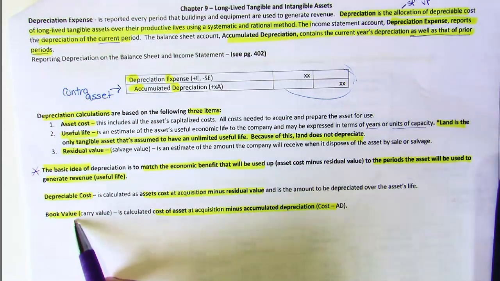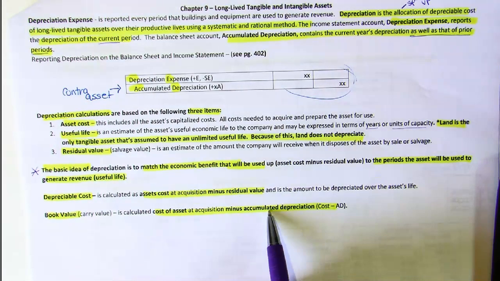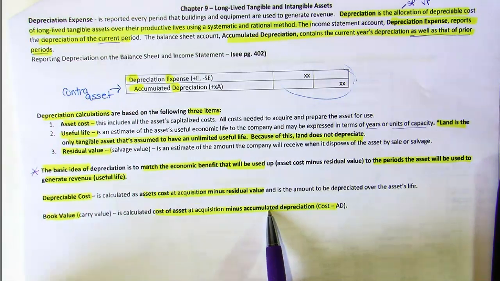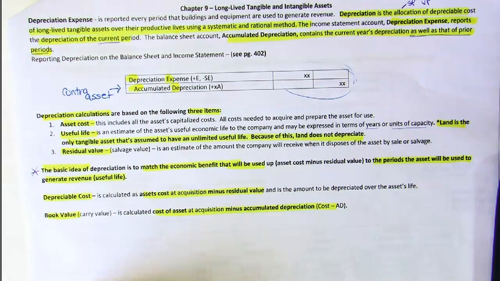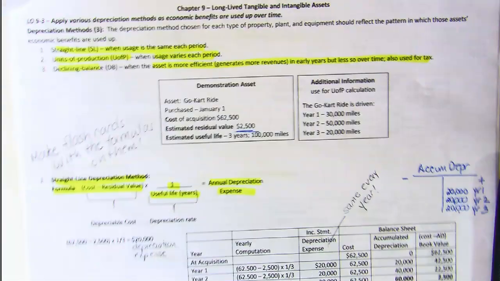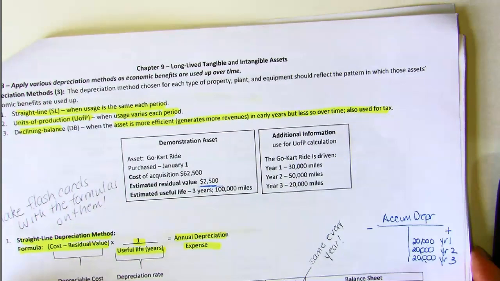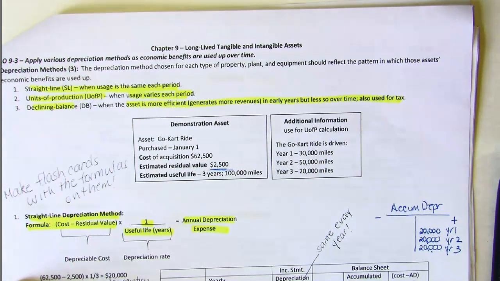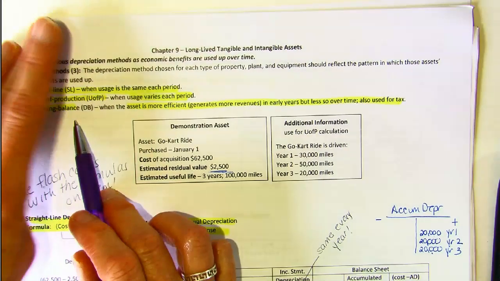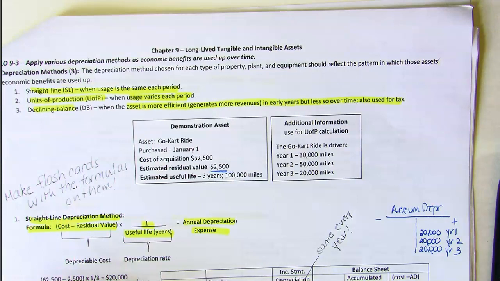The book value, sometimes called the carrying value of the asset, is the cost minus how much we've depreciated so far, the accumulated depreciation. Okay, let's flip the page and let's look at some methods to calculate those estimates. There's 3 methods we're going to learn: straight line, units of production, and declining balance. Let's start with the straight line method.